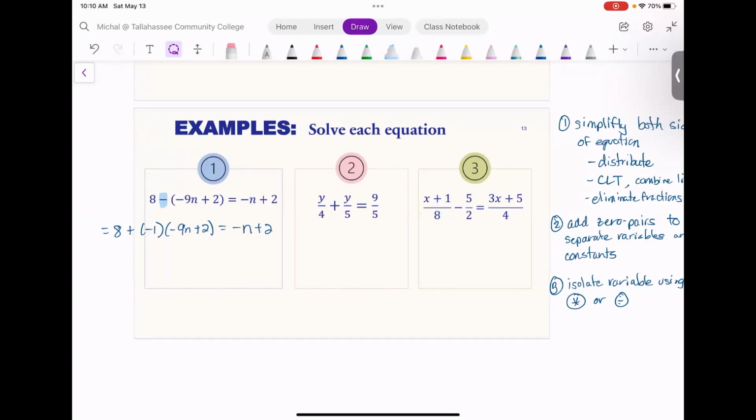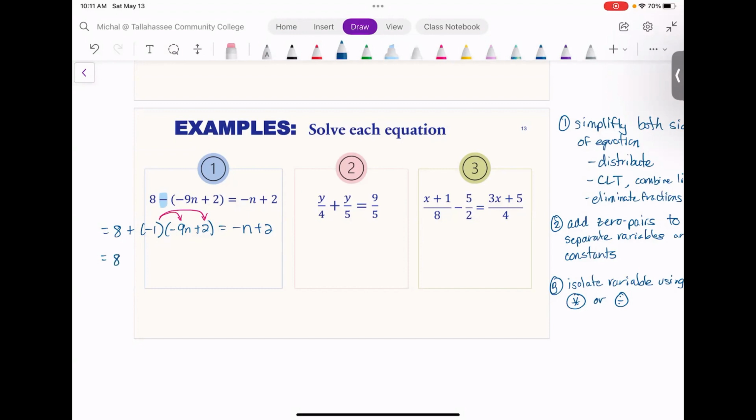I could also think of it as subtracting every term in the group. I'm going to subtract my -9n, and I'm going to subtract my +2. When I do that, I get the same answer, whether I'm thinking of it as distributive property or I'm thinking of it as subtraction of a group. I get the number 8.